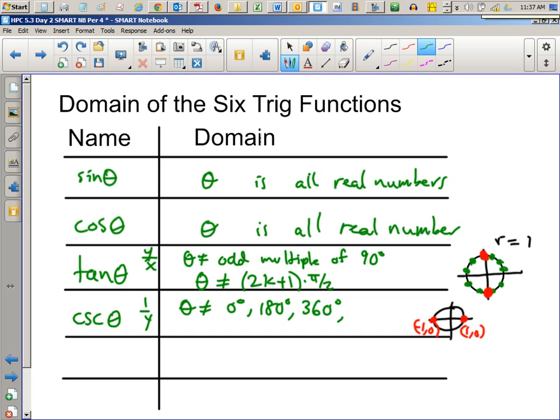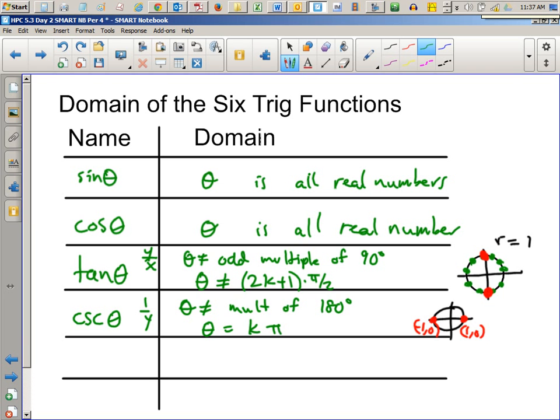720 would be forbidden. 540 would be forbidden. Basically, any multiple of 180 is not allowed. So we can summarize this by saying theta is not a multiple of 180. Or you could just write k pi.